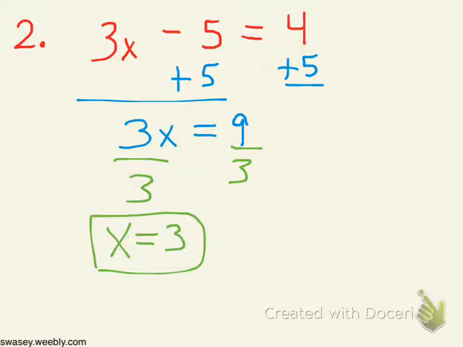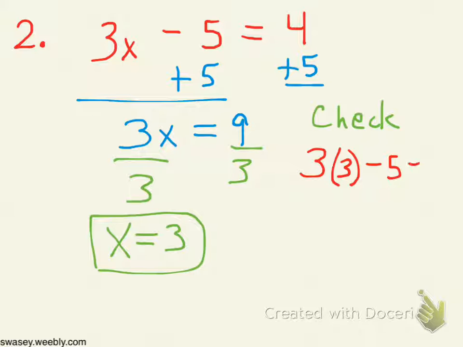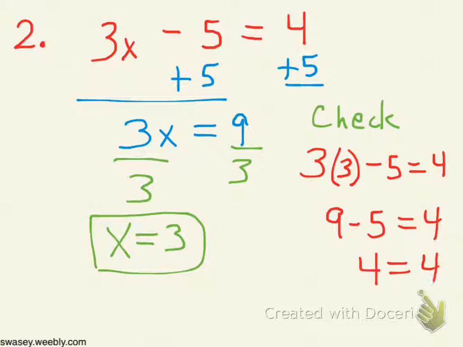Like we saw with the one-step equations, we can check these as well. So I'm going to go back to the original equation, and when we see an x, we'll put 3. And we're going to see if both sides come out to be the same thing. On the left side, we've got multiplication and subtraction, so we'll multiply first. 3 times 3 is 9. And then 9 minus 5 does in fact give us 4, so it checks, it works. We can be confident in our answer.